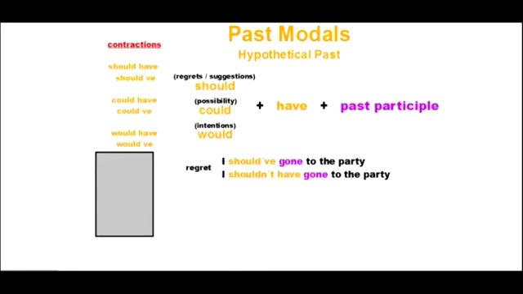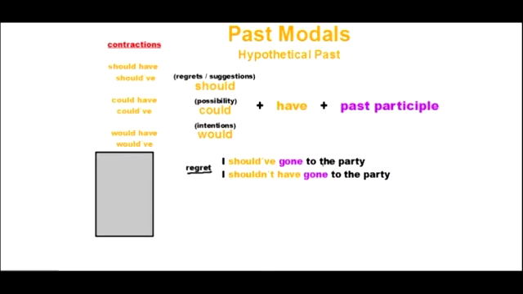And my regret, okay, I'm going to use should. So I say I should have gone to the party. Again, I'm using my modal verb should, my auxiliary verb have in the contraction here, and the past participle gone. I should have gone to the party. That means I didn't go, but my regret is I should have gone.